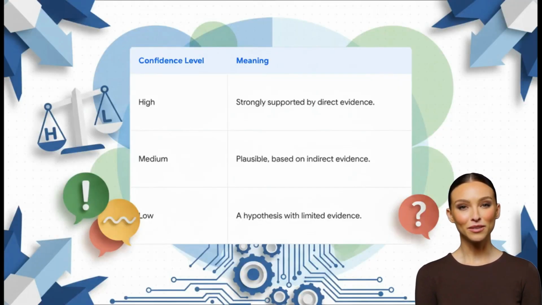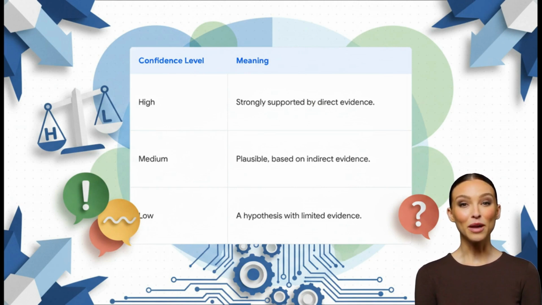And let me be clear, this is not a sign of weakness. It's a mark of professional integrity. Stating your confidence level, high, medium, or low, shows you understand the limits of your data. It helps your audience figure out exactly how much weight they should give your interpretation. It's all about being transparent.